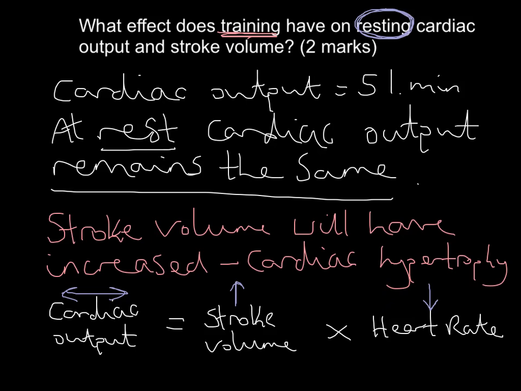So review that question. What effect does training have on resting cardiac output and stroke volume? 2 marks. Number 1, cardiac output at rest will remain the same. However, because you are fitter and healthier following that period of training, your stroke volume will have increased because your heart is bigger and stronger. So if your stroke volume has increased and your cardiac output has stayed the same, that must mean that your heart rate has decreased. One's gone up, one's gone down, and that's meant that the cardiac output value hasn't changed. Okay? Watch that as many times as you can. Think about it. Think about the science behind it.